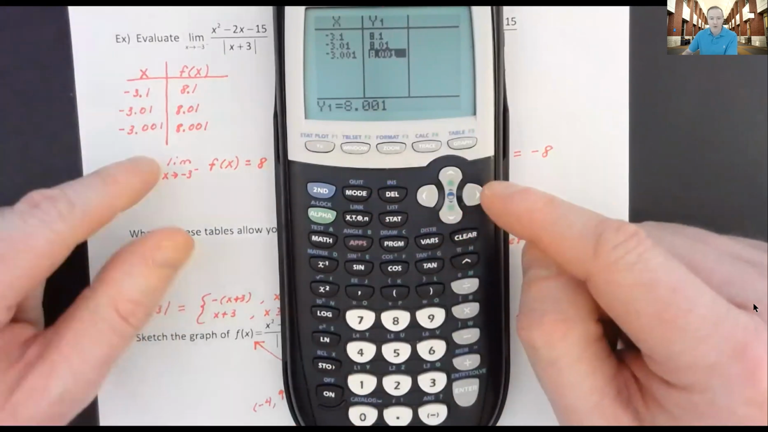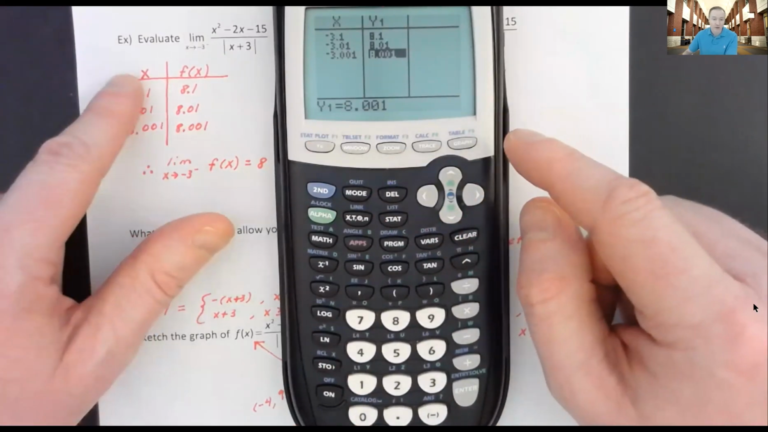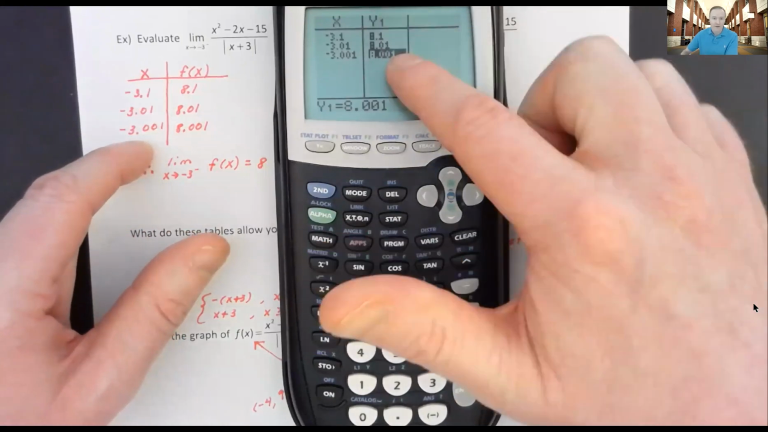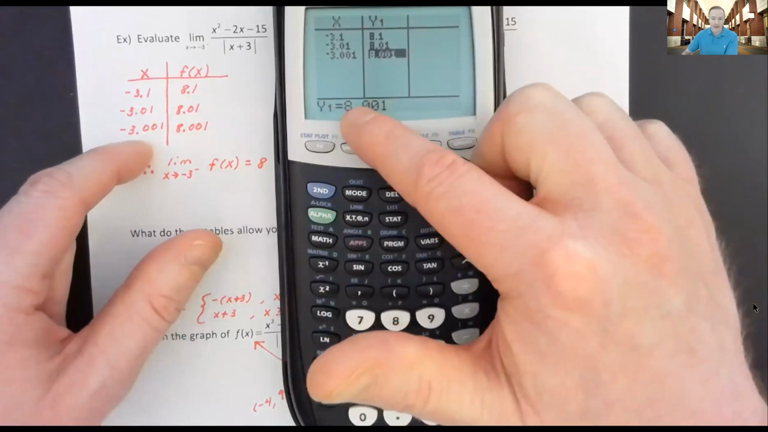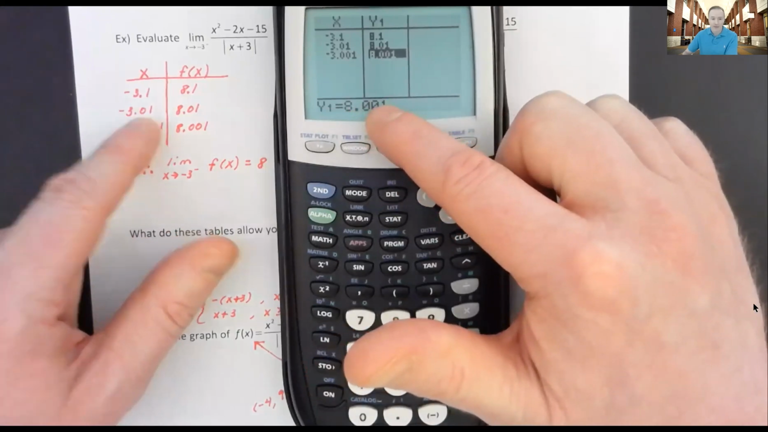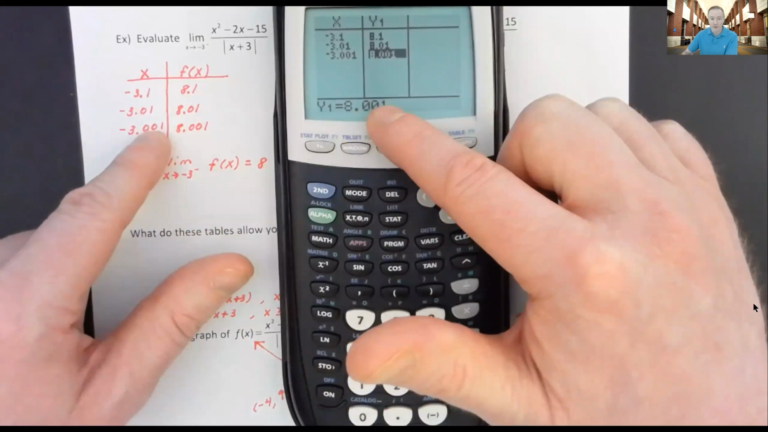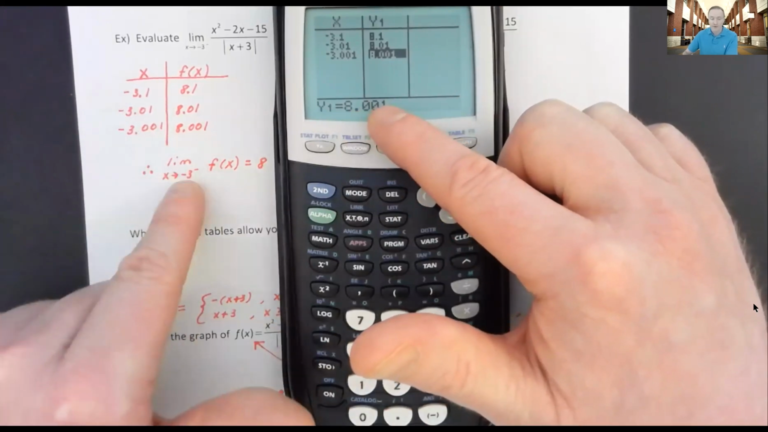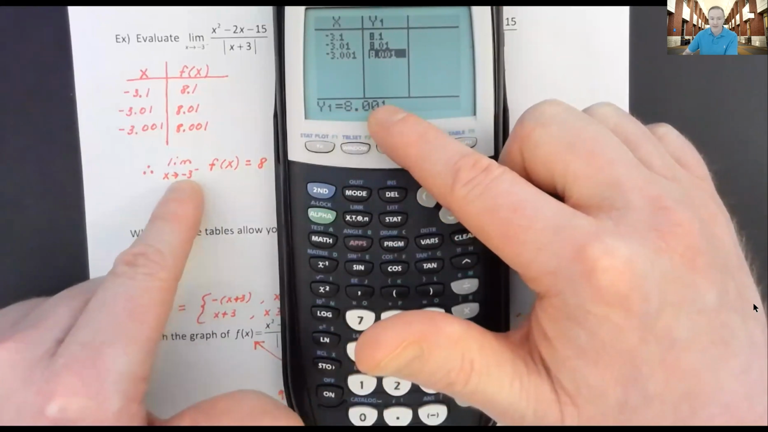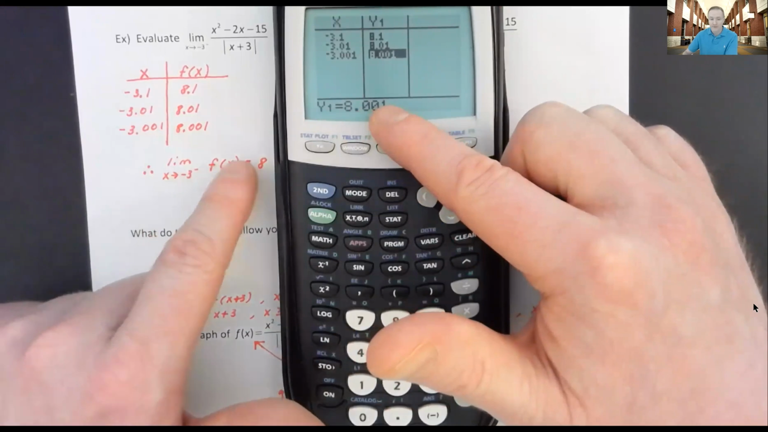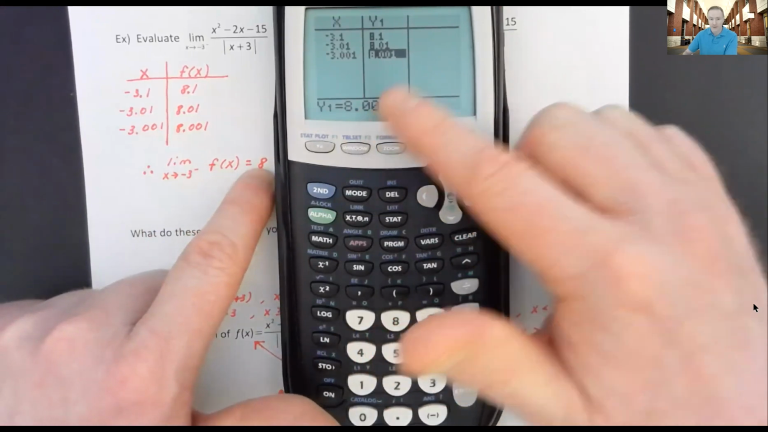Okay, so I can see that the closer x gets to negative 3 on the left-hand side, the closer that y value is going to get to 8. I can have as many zeros after that 8 as I want by just making this value closer and closer and closer to negative 3 from the left. Therefore, what this tells me is that the limit as x approaches negative 3 from the left of this function is equal to positive 8.